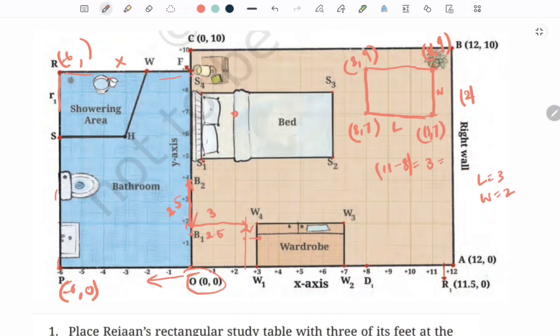What is the y coordinate? The distance from the x-axis. So we can see here, this is the line, same line, right? What is this? 9. So this is going to be 9.